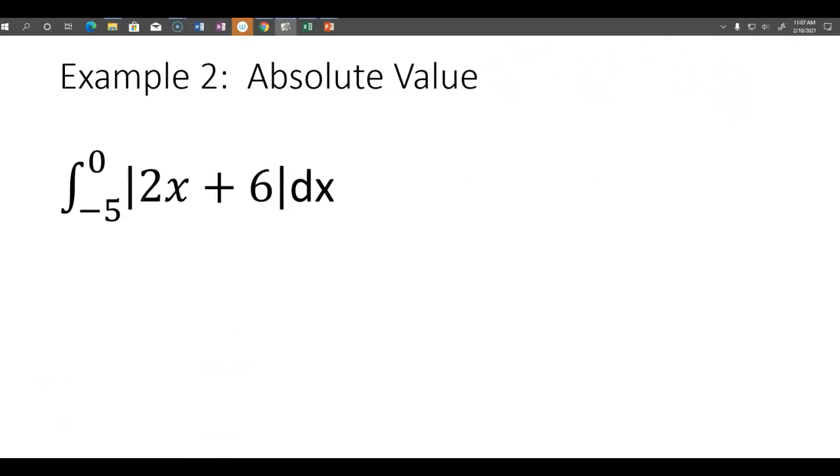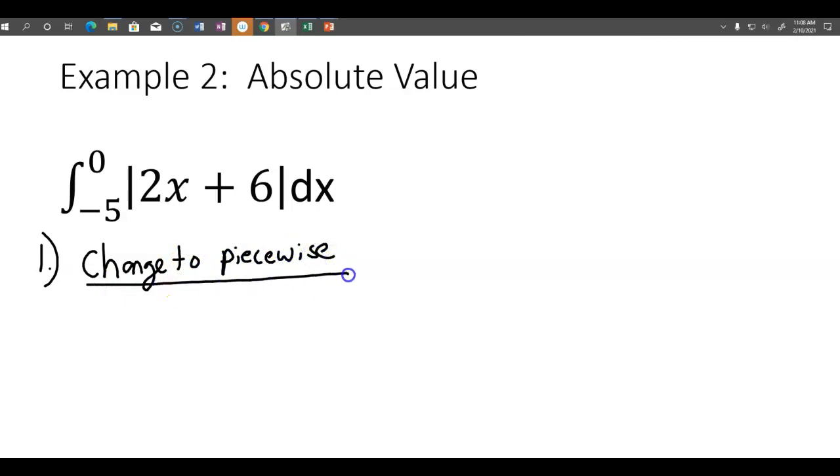Well, we talked a little bit ago about how to deal with absolute values in calculus. We changed them into piecewise functions. So the first thing we want to do is change this into a piecewise function. Now it's been a while since we've done that, so let's refresh our memories on how to do that. You take the inside portion there, set it equal to 0, and you solve.